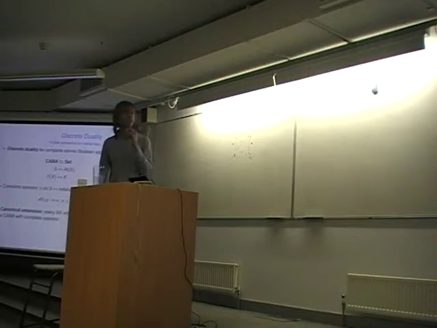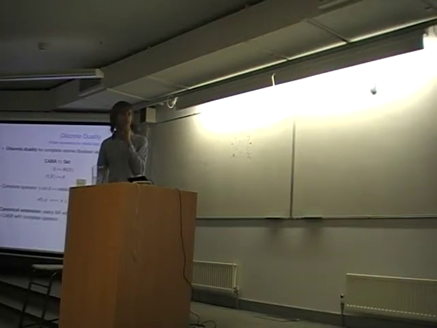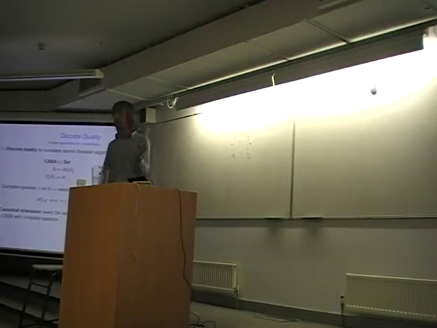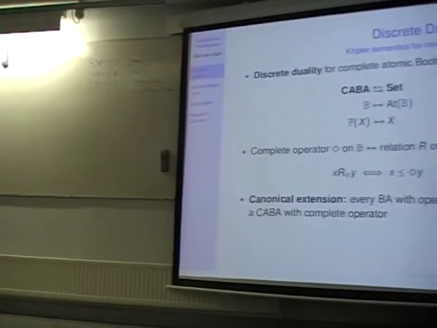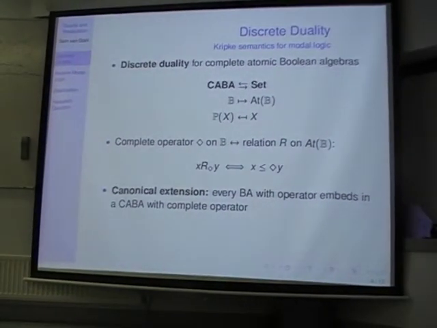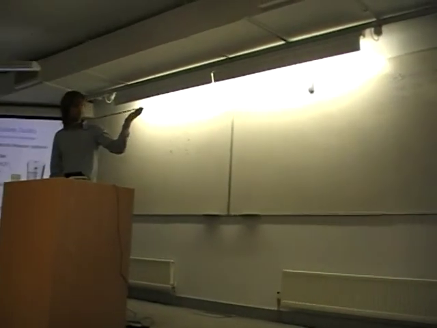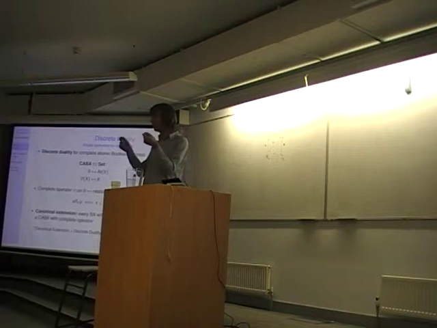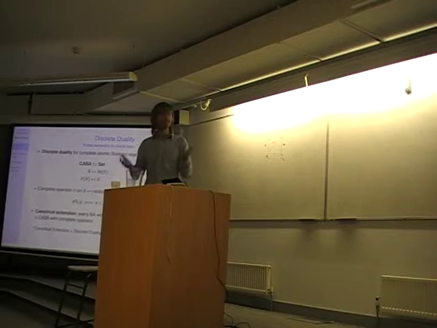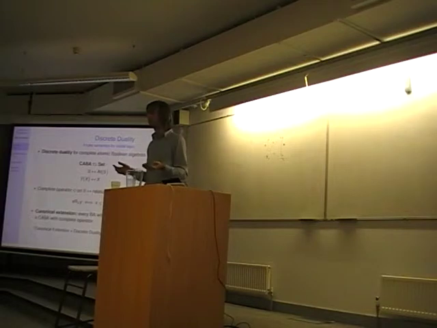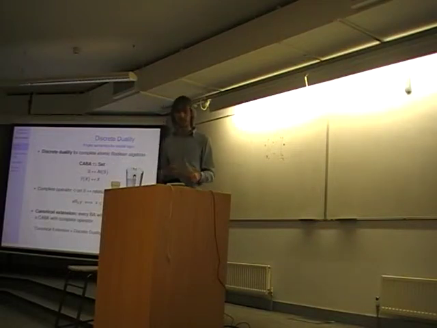It's a very general theory that's about much more than just Boolean algebras. But if you have a Boolean algebra with an operator, where operator means it preserves finite joins, so finitary axioms for your logic, then it embeds in a complete atomic Boolean algebra with a complete operator. So using this discrete duality, you can get frame completeness of the logic with finite axioms: just say that this diamond operator preserves finite joins, take the canonical extension, use the discrete duality, and get frame completeness, so the familiar completeness of modal logic with respect to Kripke frames.